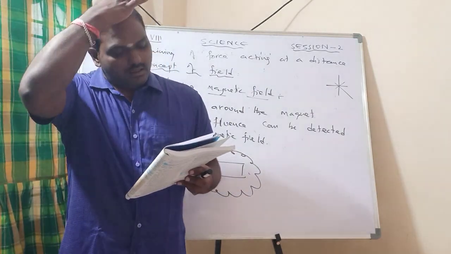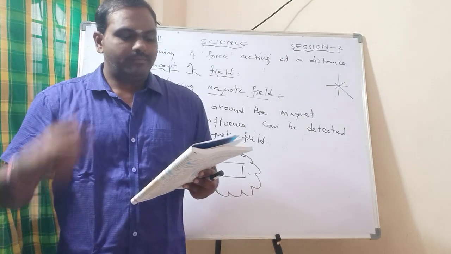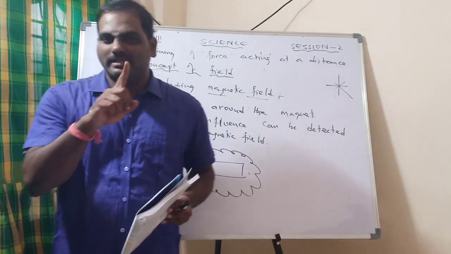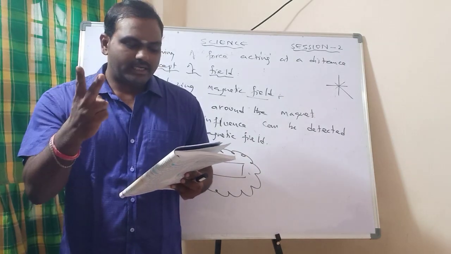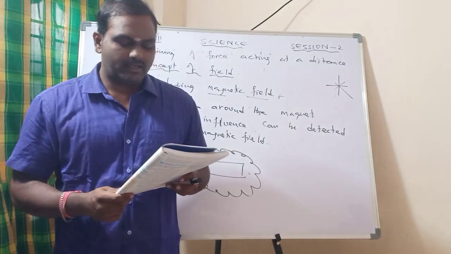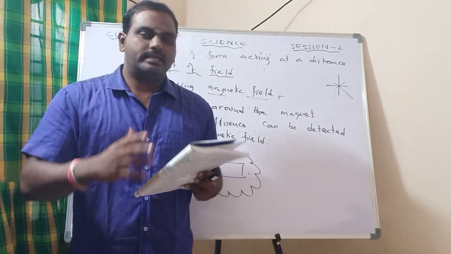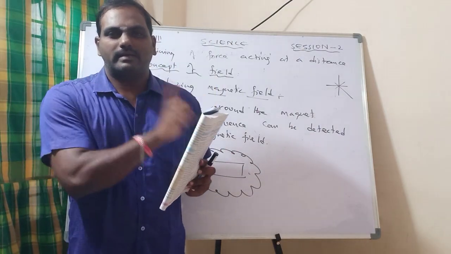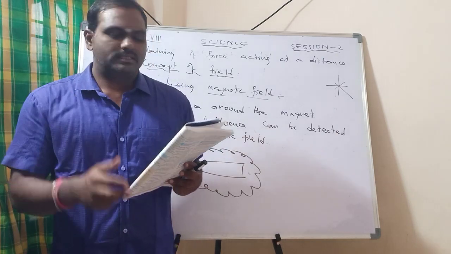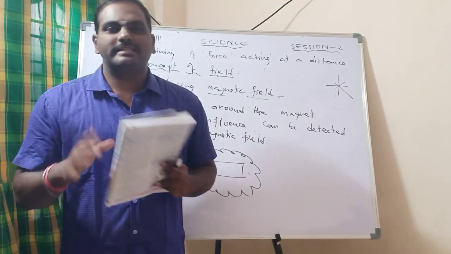Right? Next, one more question is given. Think and discuss. So, whenever a think and discuss question is there, you have to think and discuss. 2 identical bars, one which is steel and the other is a magnet. So, same identical bars we have taken. One is a magnet and another one is steel. Both are painted with the same color.